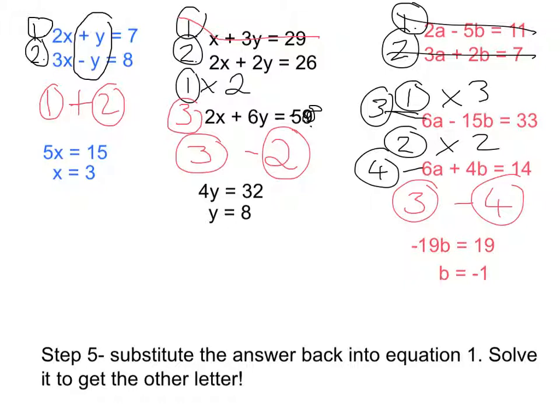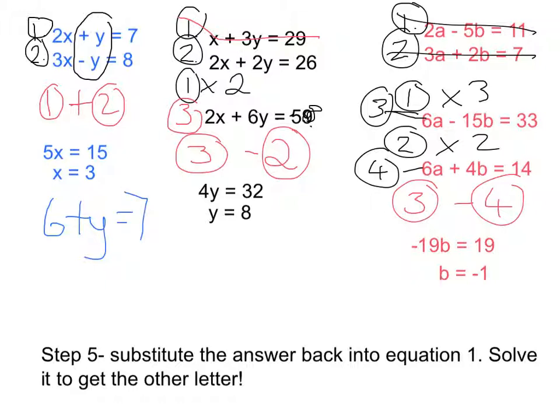So whatever letter I've now found, I substitute that back into equation 1, so that first equation. So let's look at example 1. I know that x is 3. So equation 1 on example 1, x equals 3. So 2 times x, well that's going to be 2 times 3, which is 6, plus y, because I don't know what y is yet, equals 7.